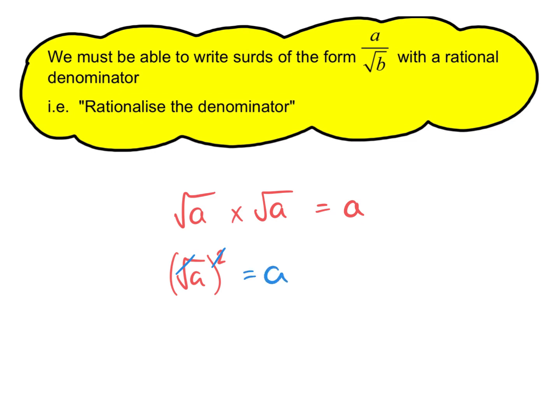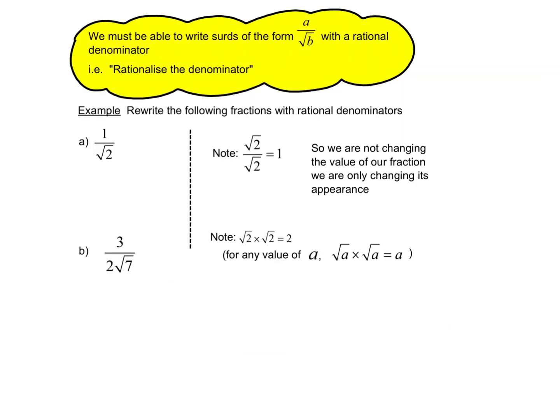Now you could think about that with whole numbers as well. For instance, if I take the square root of 9 times the square root of 9, that's basically 3 times 3, which is just 9. So that rule, root a times root a is a, root 9 times root 9 is 9. And we can use that to help us here as well. Now we'll look at a few examples.